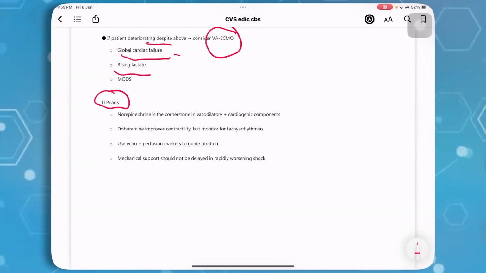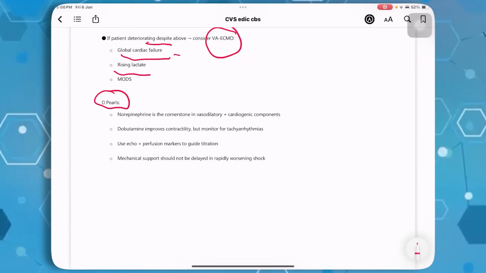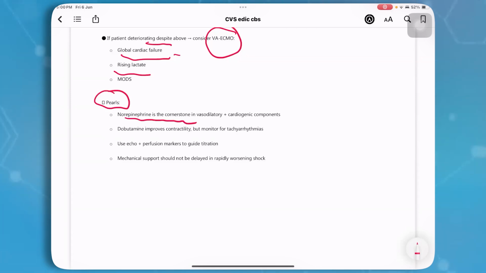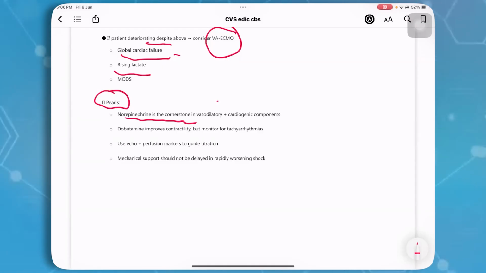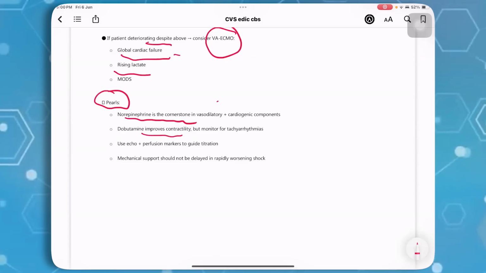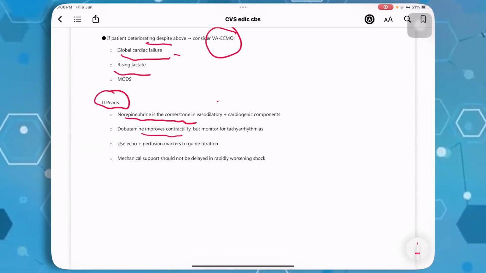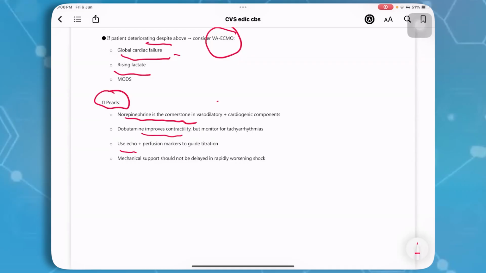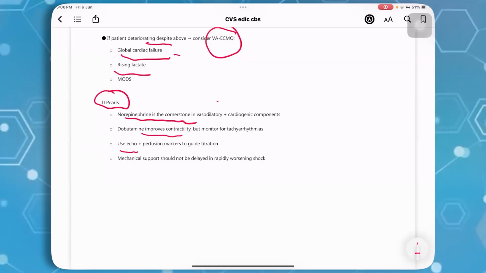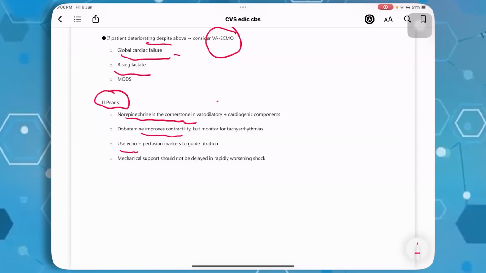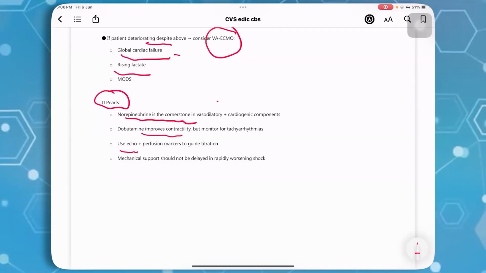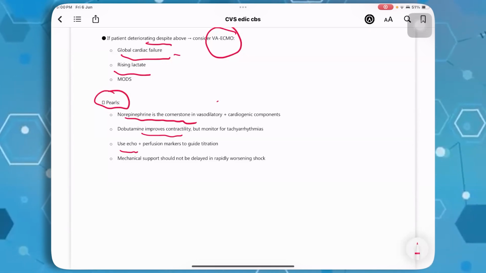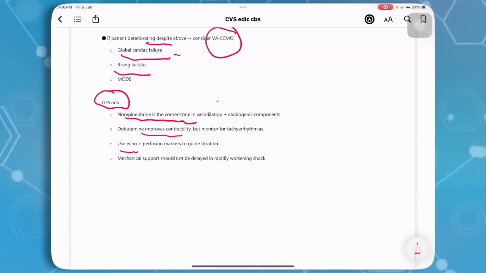So a few points to remember for your exam: norepinephrine is the drug of choice for cardiogenic shock. Very, very important. Do not use dopamine. It is highly arrhythmogenic. You can add dobutamine in case the patient's cardiac output remains low despite norepinephrine. Always use point of care ultrasound echocardiography by the bedside to define cardiogenic shock, to define the volume status of the patient, to define whether there is a rupture or not.